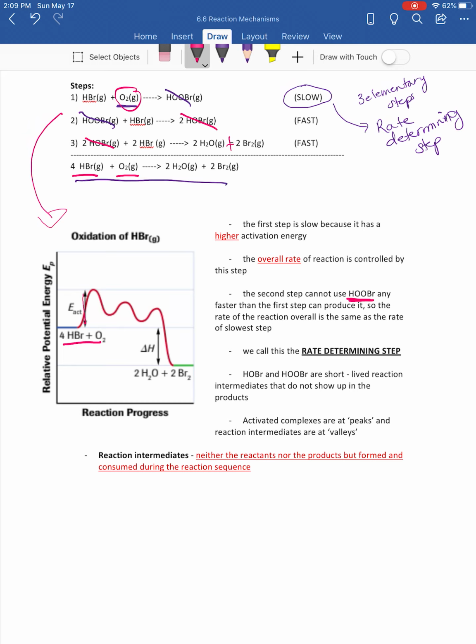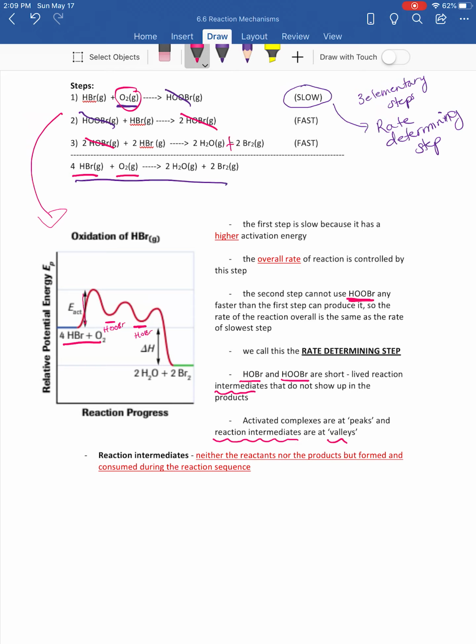Now the guys that we canceled out, the HOBr and the HOOBr, they don't stick around. Those are my reaction intermediates that don't show up in the products because we cancel them out. These reaction intermediates are at my valleys, meaning here and here. So those would be at the valleys. This would be my HOOBr, and this one would be my HOBr.